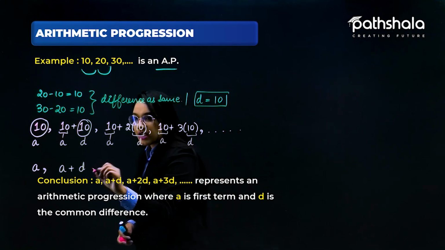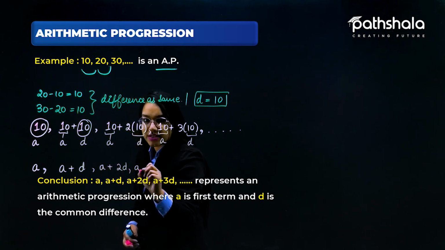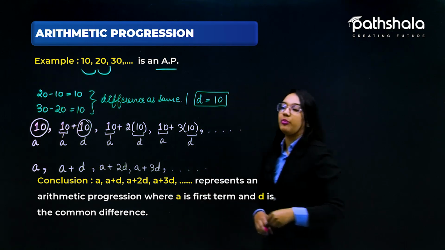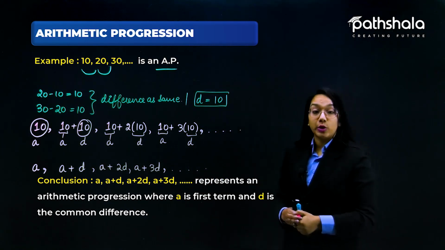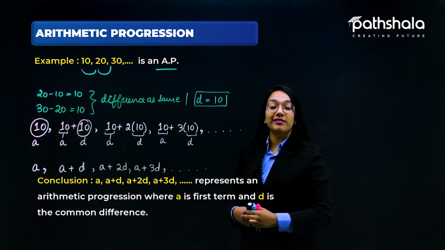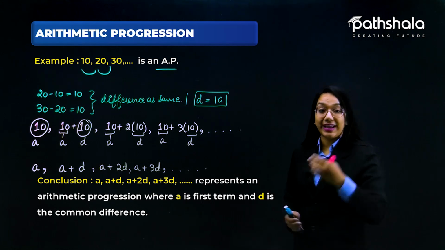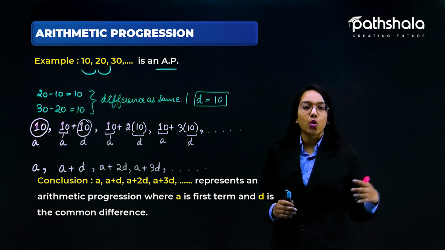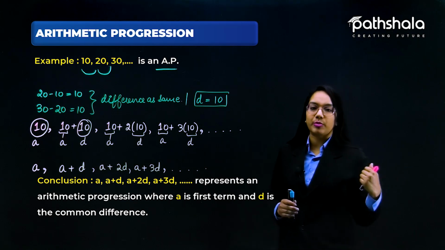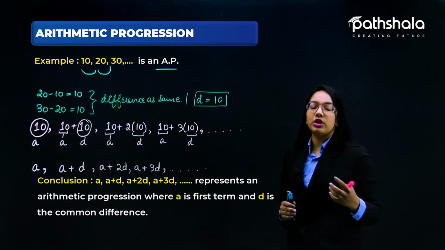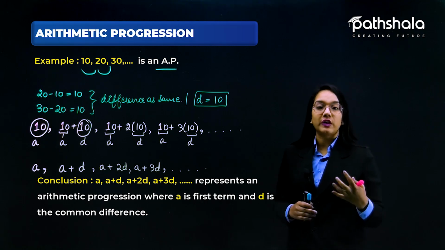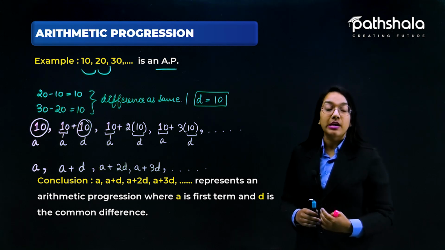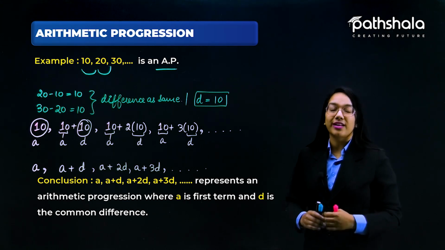So I can write it as a plus 2d, then a plus 3d, and so on. In general, we represent the terms of an arithmetic progression as a, a plus d, a plus 2d, a plus 3d, and so on, where a represents the first term and d represents the common difference. So this is all about the general representation of the terms of an arithmetic progression, along with some examples and the definition related to the arithmetic progression.